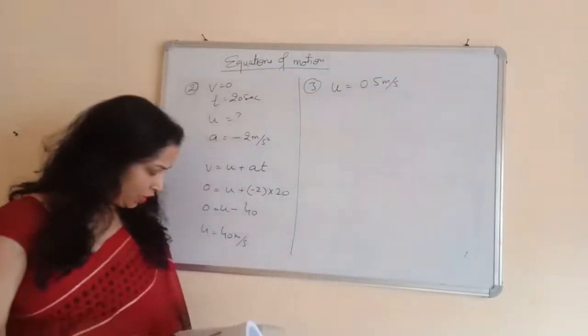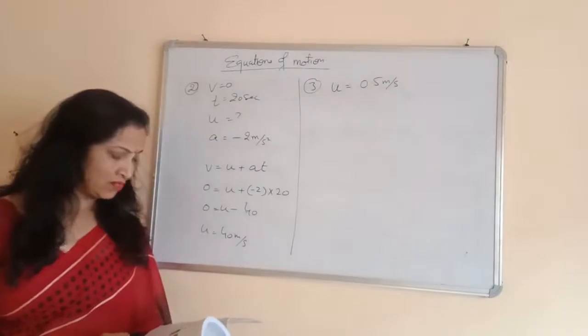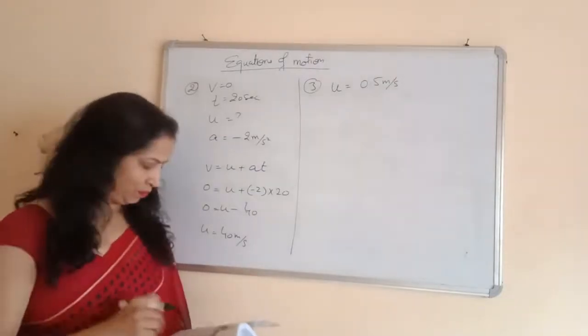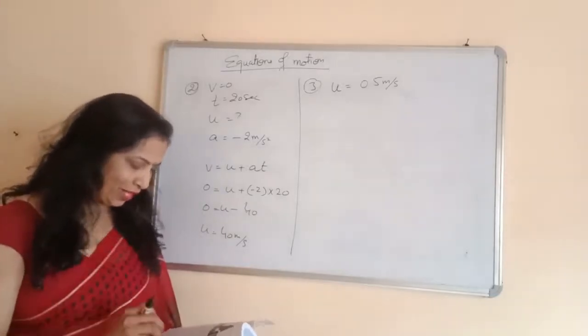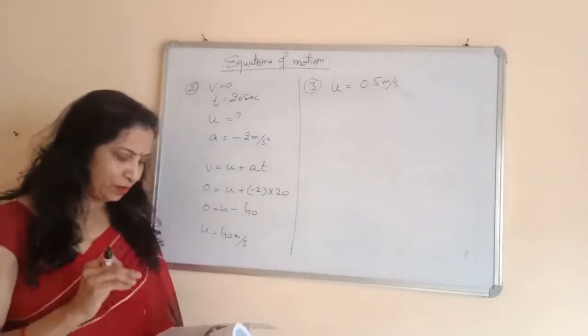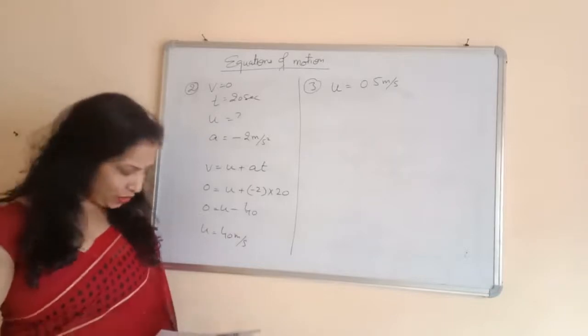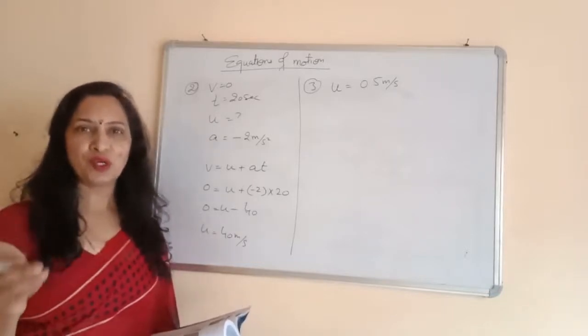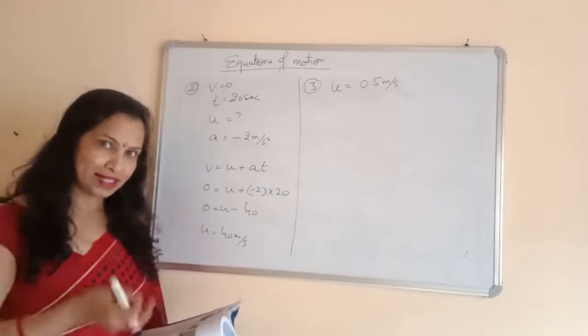Okay. Due to the friction, its velocity decreases. We know that friction reduces the velocity. Its velocity decreases at the rate of 0.05 meter per second square. So the rate of change of velocity is called the acceleration. It means it is the acceleration.